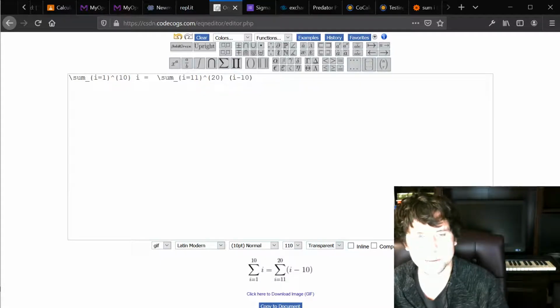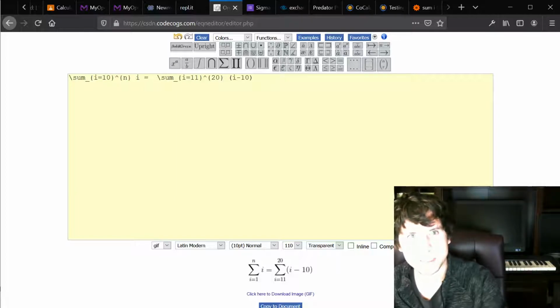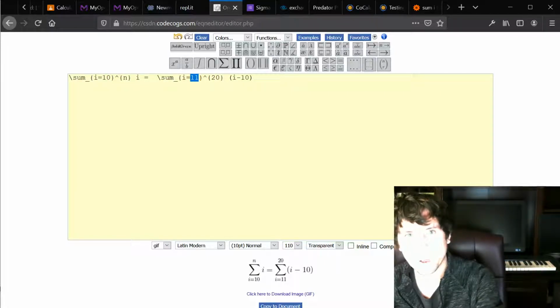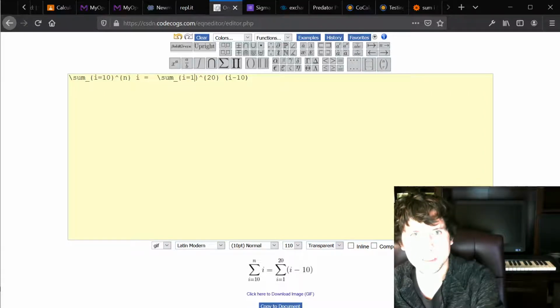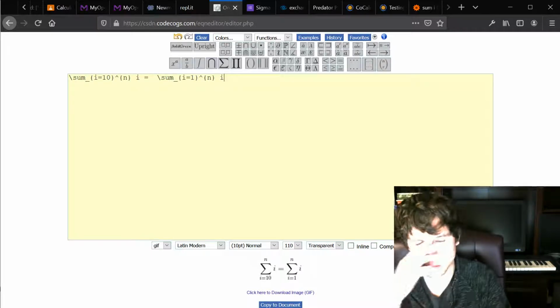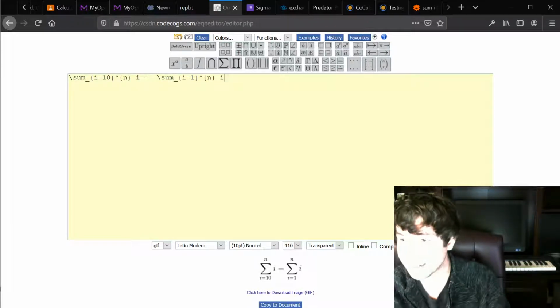Well, I said that if you sum from 1 to a number, what if you didn't want to go from 1 up to a certain number? What if you wanted to start at a higher number? So 10 up to n. Well, that's going to be the same as 1 up to n. So the sum from 10 up to n.